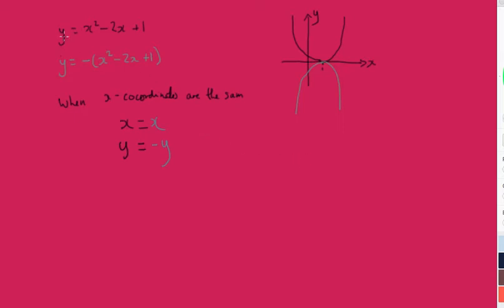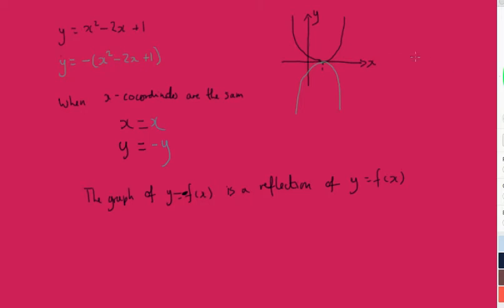Hence, y equals minus x squared minus 2x plus 1 is a reflection of y equals x squared minus 2x plus 1. The general rule would be the graph of y equals minus f of x is a reflection of the graph of y equals f of x. Yeah, there's a minus in there.